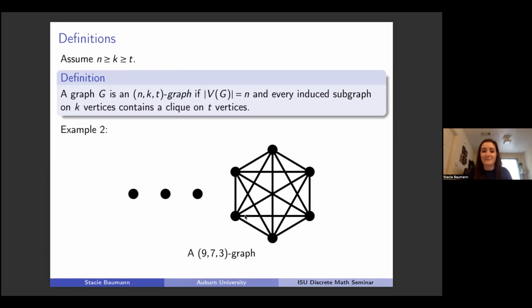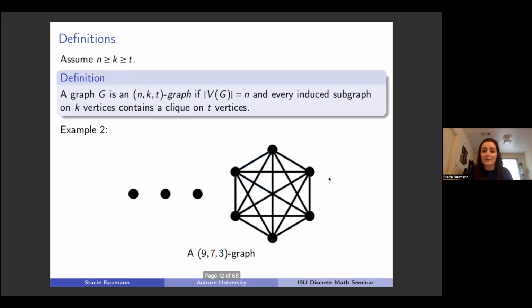Okay, let's do another example to make sure we got it. So this is a 9, 7, 3 graph. So instead of checking all the cases, let me just argue through this one. The worst thing that could happen is that we have these 3 isolated vertices in our set, but then we have to have at least 4 from this complete component over on the right here. So that definitely, when I look at the induced subgraph, contains a K3.